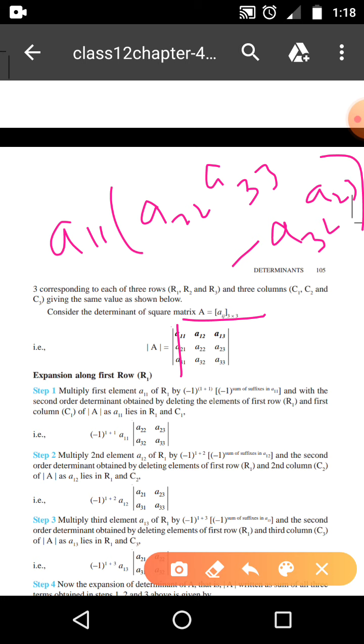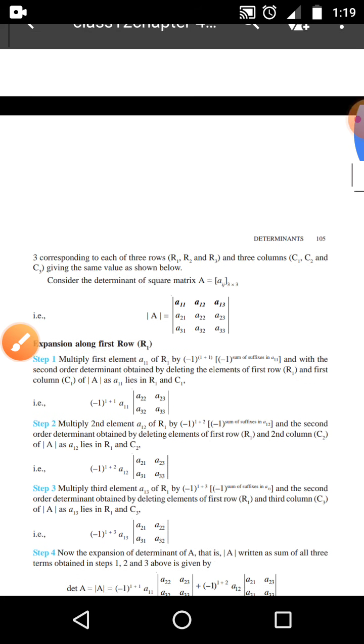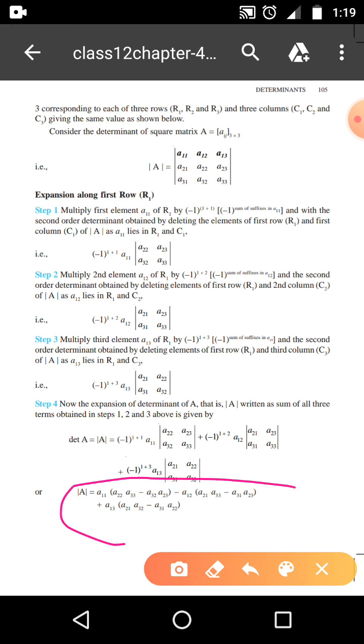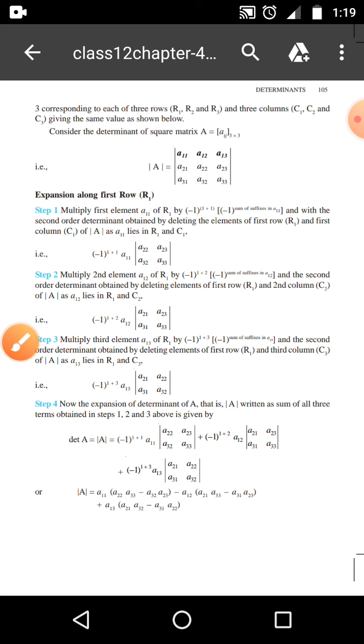Similarly for a12, the sign alternates, so minus a12 into, again in brackets, leaving this particular row and this particular column, you have the next result. Similarly, plus a13, and you will get the result as given here. Please try to understand. And the net value of the given determinant is this one.